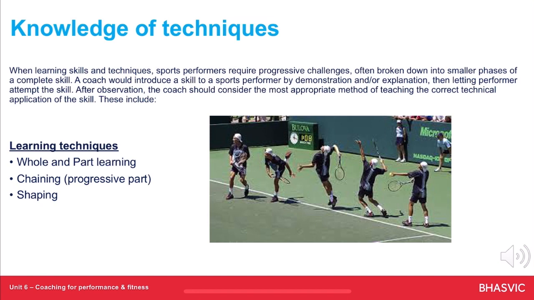So an example of this would be a forward somersault in gymnastics, because it's too complicated to chain. Therefore, you learn a forward roll, progressing it to an assisted forward somersault, and then the performer is comfortable and they can attempt the flip without assistance.